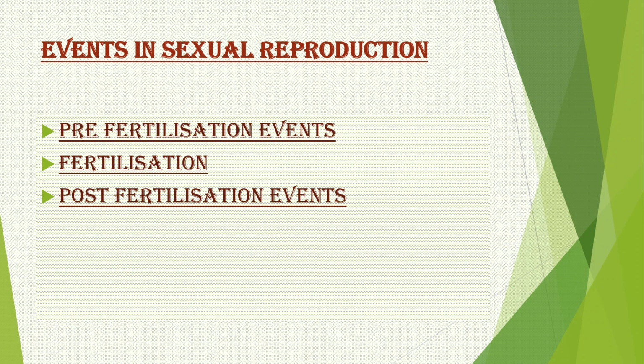The organism is preparing itself for sexual reproduction. So the gametes are produced, that is, gametogenesis. These are the pre-fertilization events. The first phase will be gametogenesis, and then there will be gamete transfer. So what is gametogenesis? The process of formation of gametes.